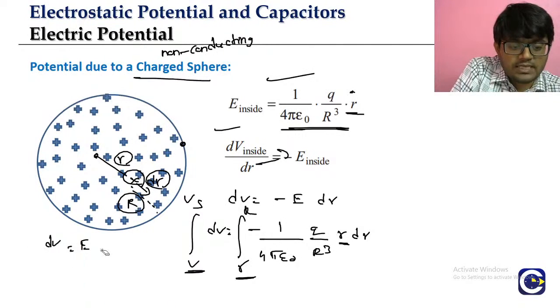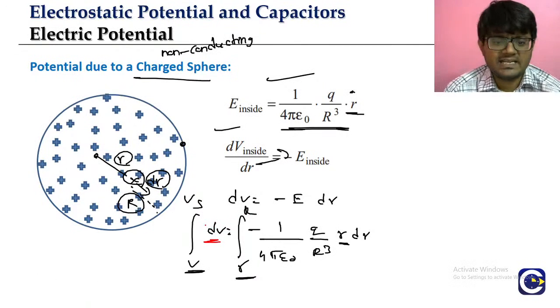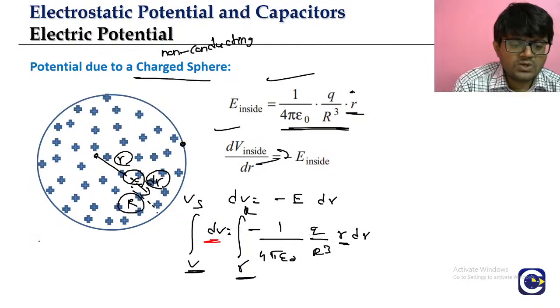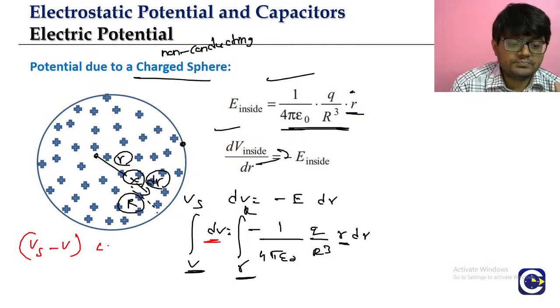We will separately solve the LHS and separately solve the RHS. So the LHS alone we will write here. Integral dV means what? It is like integral dx, which is x. So the final limit Vs minus the initial limit V. So this is our LHS.